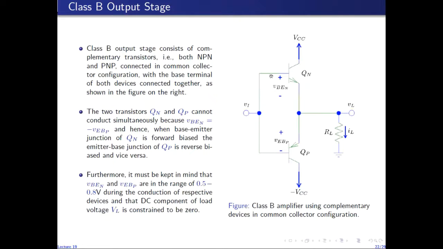So when Vi becomes negative, or as it starts to increase in the negative direction, VBE starts to increase in the negative direction, which keeps Qn in the cutoff mode, because the base emitter junction of Qn is reverse biased. But since Vi is equal to VBE, VEB is equal to minus Vi. So as Vi is increasing in the negative direction, VEB is increasing in the positive direction. So when Vi drops below minus 0.5 volts, VEB increases beyond 0.5 volts, turning QP on. So the emitter base junction of QP will become forward biased and QP will turn on.